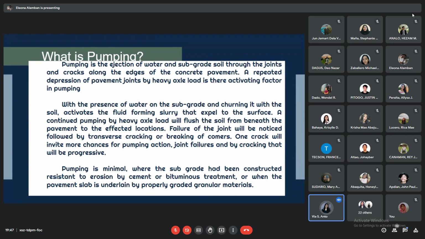Pumping is minimal where the subgrade has been constructed resistant to erosion by cement or bituminous treatment, or when the pavement slab is underlain by properly graded granular materials.